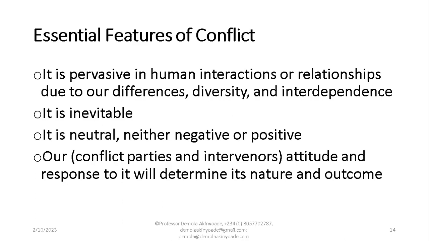For instance, if you are not interdependent, a husband and a wife that can cook for themselves have different kitchens, different utensils, maybe a different housemaid that cooks for them. They may not fight over what to eat. But because most times couples share the same foodstuff, the same pot, these differences of taste may lead to conflict at times because of interdependence. Conflict is inevitable. We cannot avoid it.